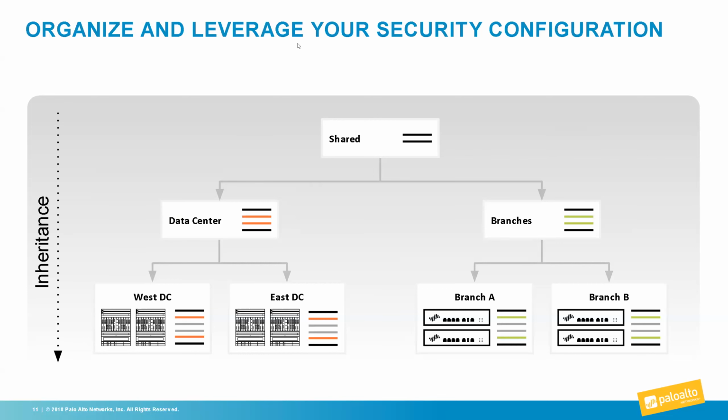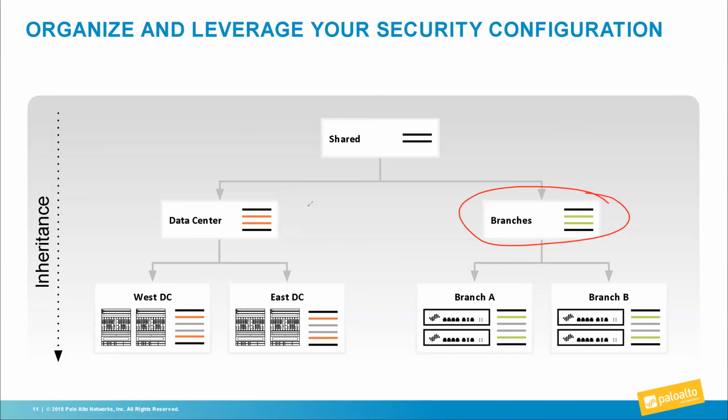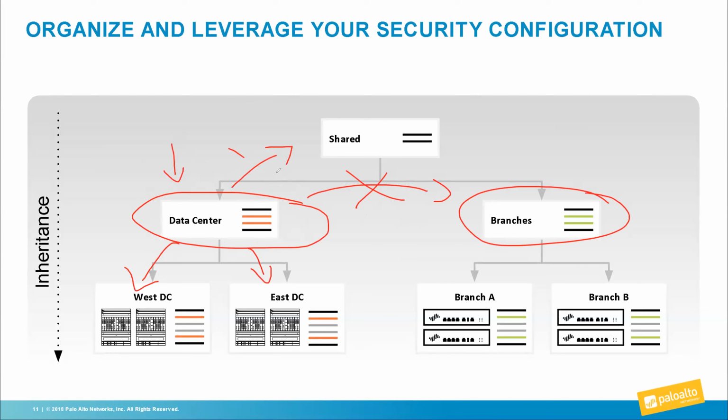So in this example here, when I create branches and I create data center, if I create a bit of data within data center, that configuration is not shared to branches. That configuration is only shared to its children, and it's not shared to shared unless you create an object and you want it to be shared, you check the box, okay?